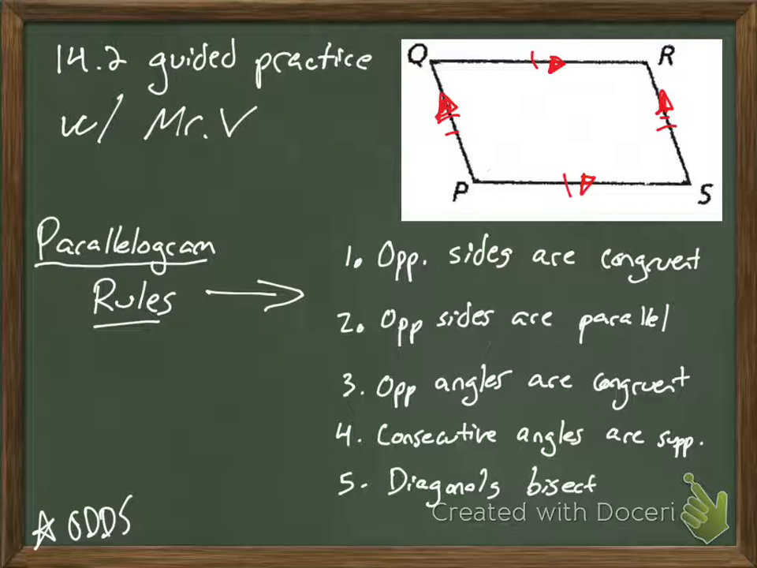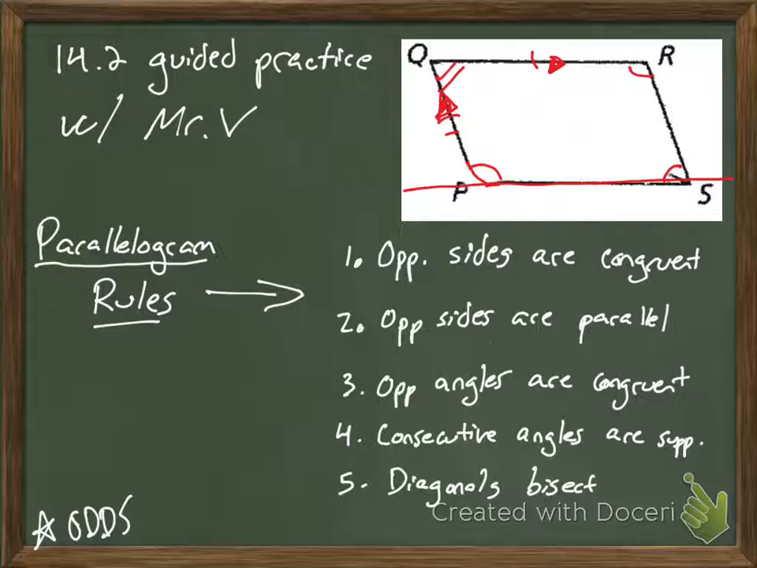Opposite angles are congruent. So P would be equal to R, and Q would be equal to S. Consecutive angles are supplementary. What does that mean? Well, let me show you. So that would mean, for example, P and S right here. Angle P would be this angle, angle S would be this angle. Since it's on a straight line, they are going to equal 180 degrees.